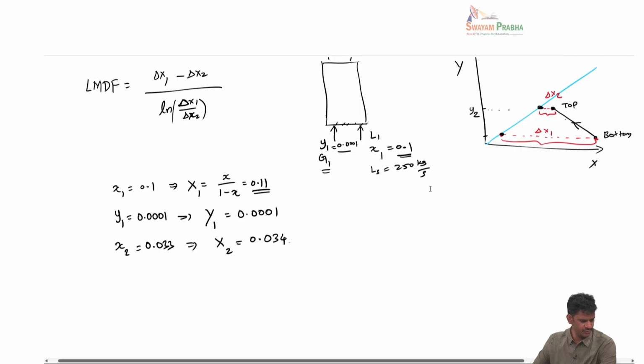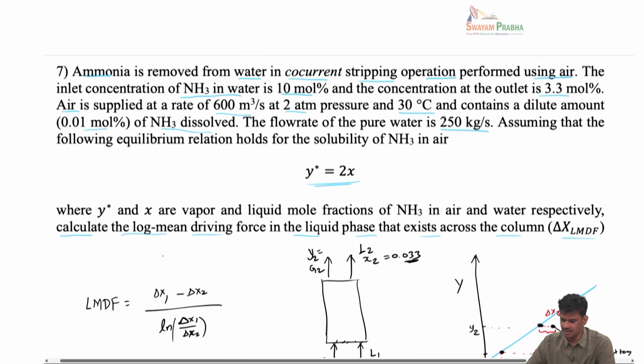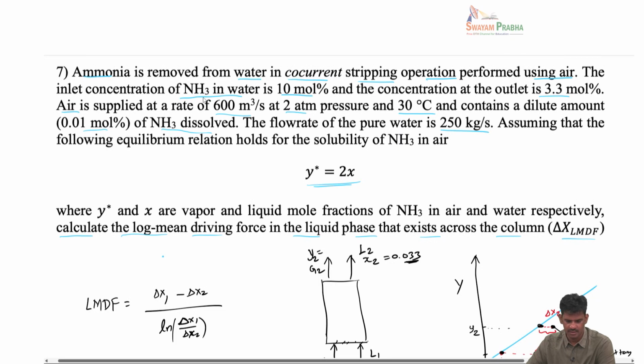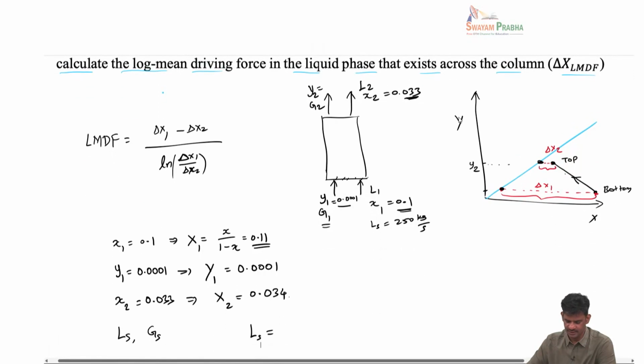The next step is to find Ls and Gs, so that we can find the operating line. As far as Ls is concerned, it is mentioned in the problem. The flow rate of pure water is 250 kilograms per second.